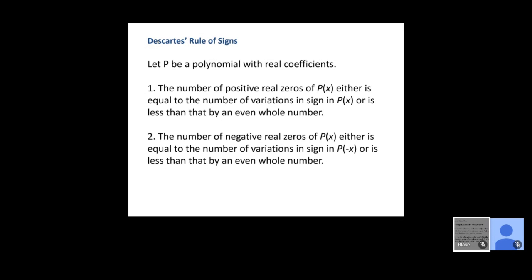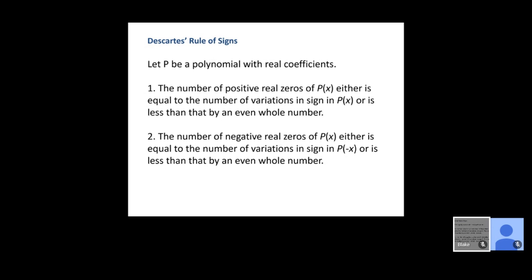That's going to give us the number of positive real zeros, or the number of positive real zeros is going to be less than that by an even whole number, meaning that if I get 5 variations in sign, then I can subtract 2 from that and say, well, there could be 3. I can subtract 2 from that and say, well, there could be 1. Okay, but you're basically just subtracting 2 from whatever number you get in variation in sign, and that would give you the options, the possibilities for the number of positive real zeros.